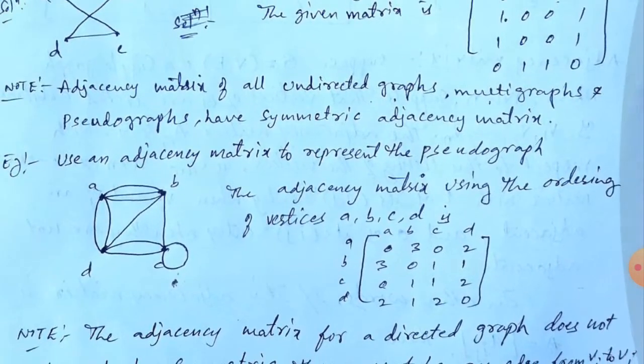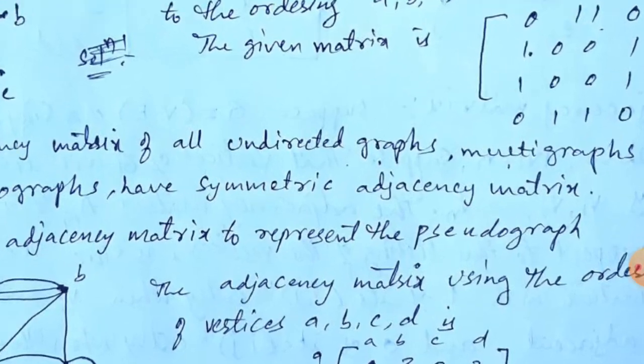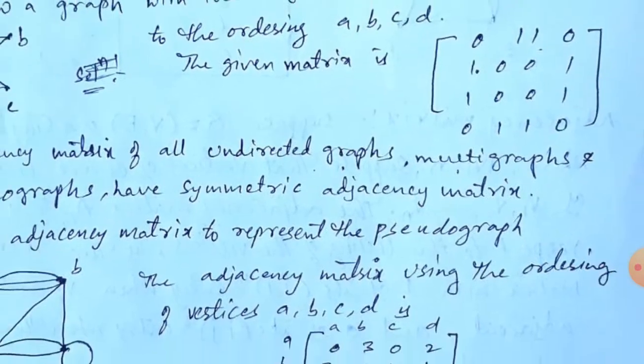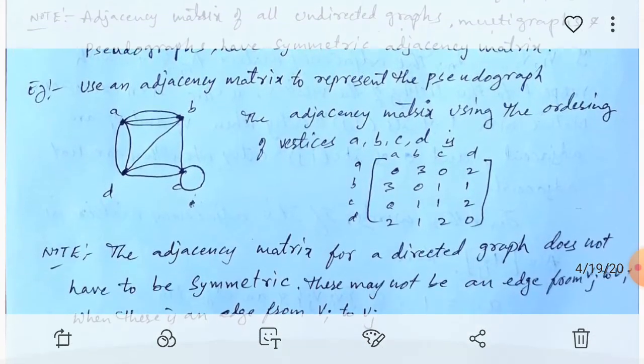Now observe, adjacency matrices of all undirected graphs and multigraphs or pseudographs are symmetric. Symmetric adjacency matrix means, for example, A to B and B to A are the same. Then only we will say that it is symmetric. A to B, B to A means in an undirected graph, if there is a line A to B, then similarly we can call it the line between B to A. So that's why this matrix will be symmetric.